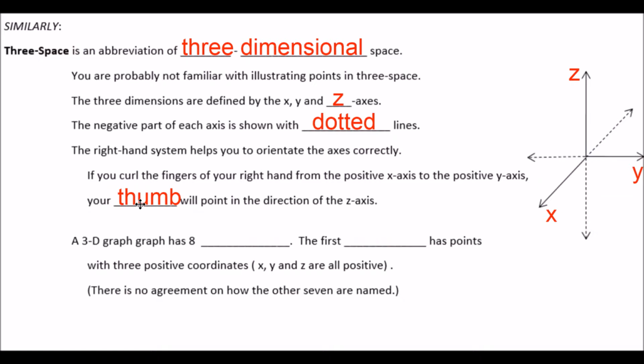A 3D graph has 8, not quadrants anymore because quad is 4, but octants, that's 8. The first octant has points with all 3 positive coordinates. X, y, and z are all positive. There's no agreement on the other 7, but we know where the first one is.